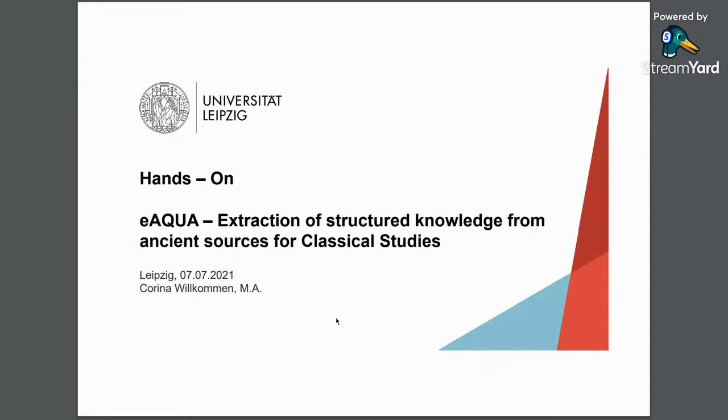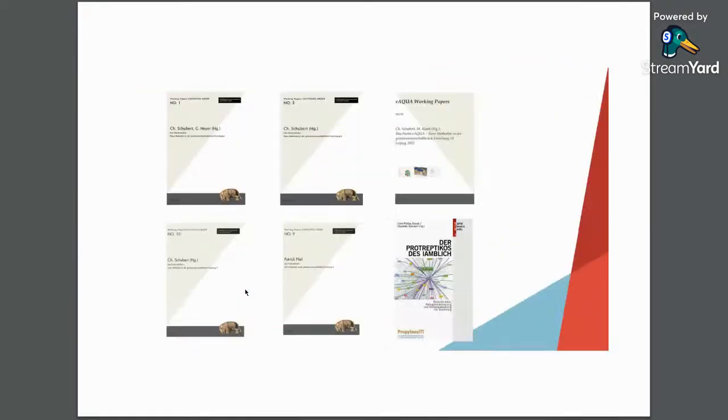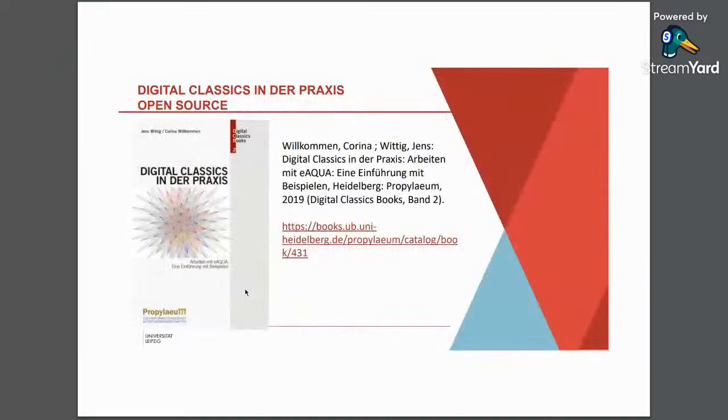The best results of the seminar papers were published as students' publications in the working papers of the profile building area at the University of Leipzig. One publication, the Protepticus of Jan Plich, is an outstanding result of a master seminar and was published in collaboration with the University Library Heidelberg and is an open source book.